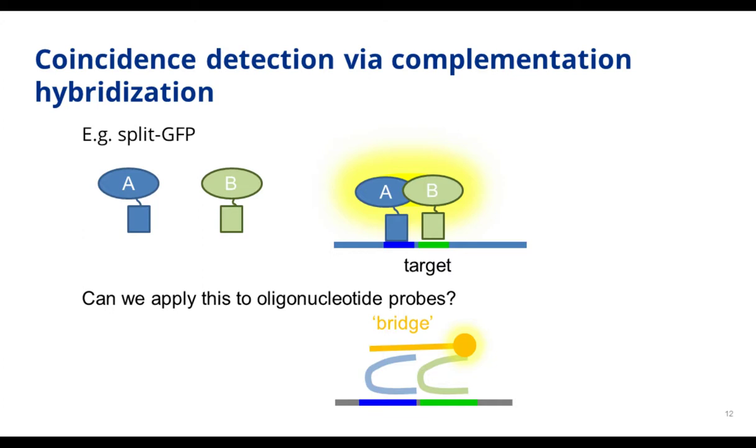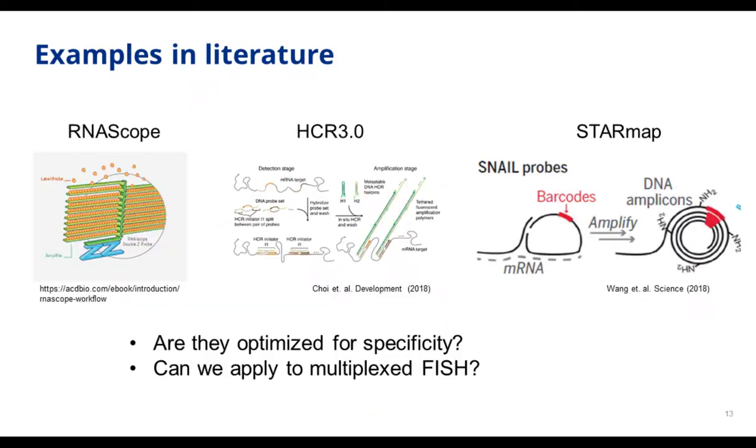So we want to see if this idea can be applied to oligonucleotide probes. When we look in the literature, this coincidence detection idea is already there. For example, RNAscope, HCR3, or STARmap all use two different oligonucleotide sequences to achieve enhanced specificity.